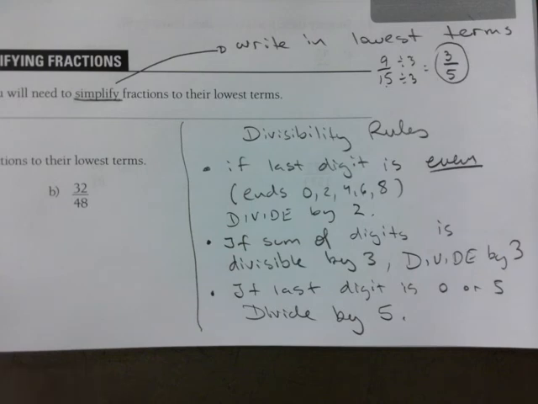So if you have a big number, it ends in 0, 2, 4, 6, 8, divide by 2. Just keep dividing by 2, in no particular order. Whatever works, you get there.